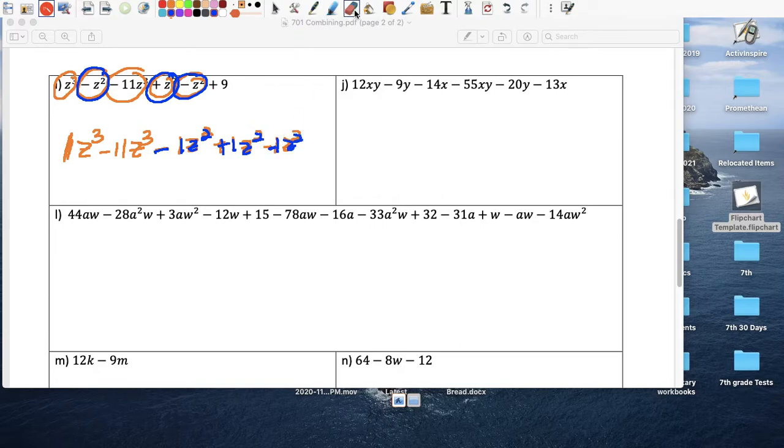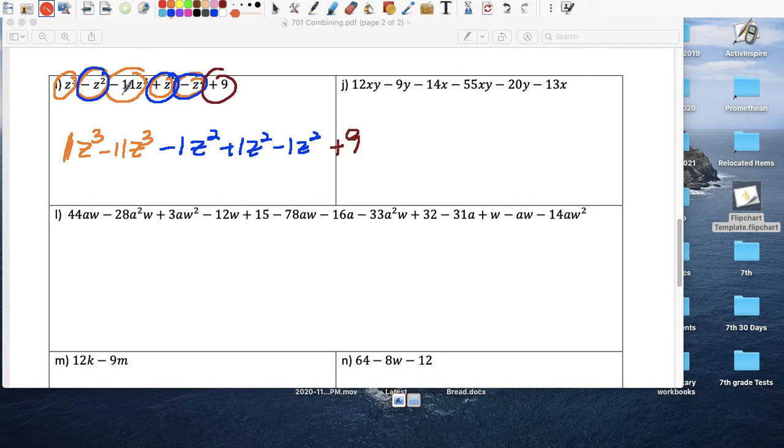Okay, and that's really ugly, and I'm just going to write them again. So minus 1z to the second power plus 1z to the second power minus 1z to the second power. And then finally, over here in the corner, we have the plus 9, and that goes at the end.